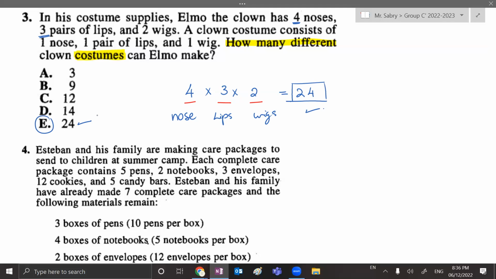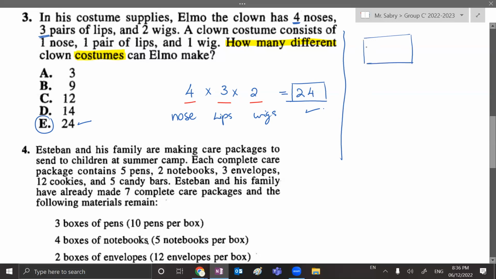Imagine if instead of this question, it told you about a flag, and the flag consists of 3 places and it has, let's say, red, white and black.